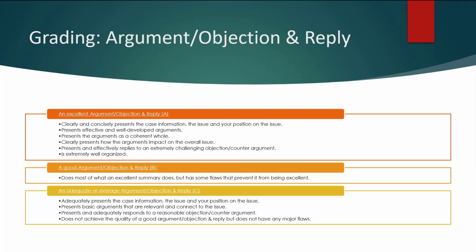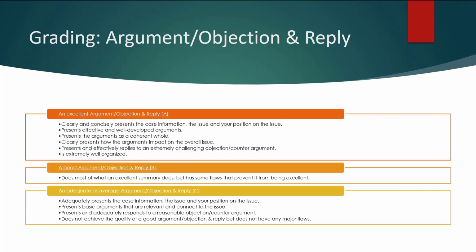You can see it in the paper guide, so I won't read it at you, but I'll go with the excellent one. That's the gold standard. And so this is what I'll be looking for in the argument, objection, and reply. And essentially they're graded basically the same way.